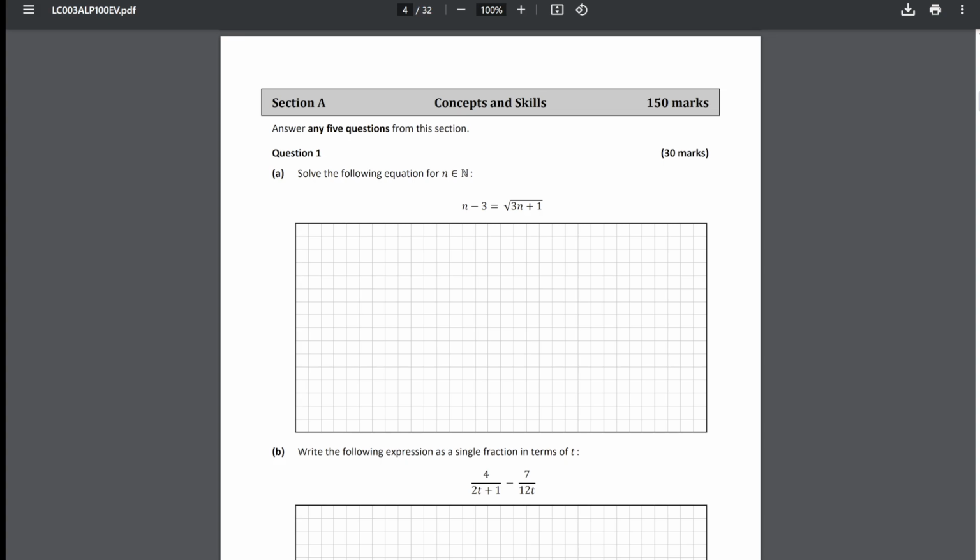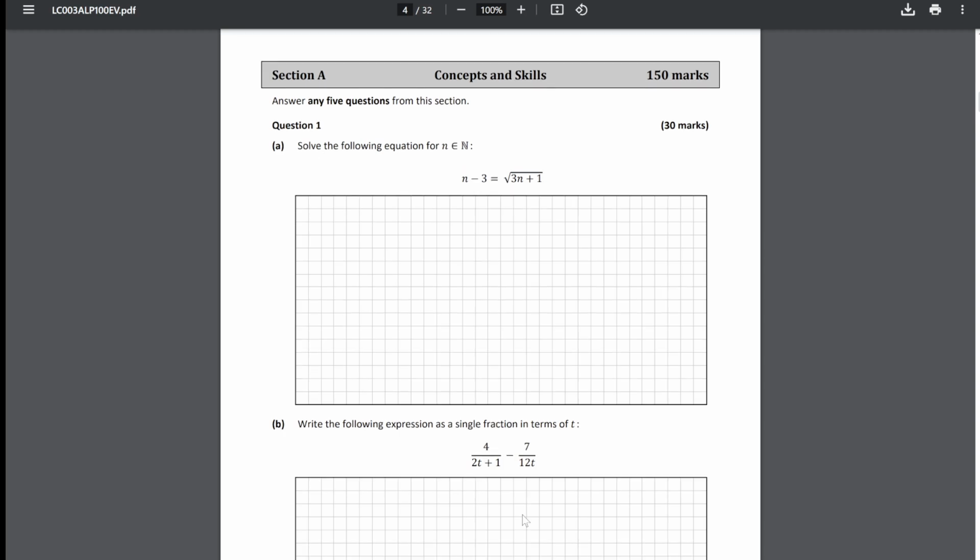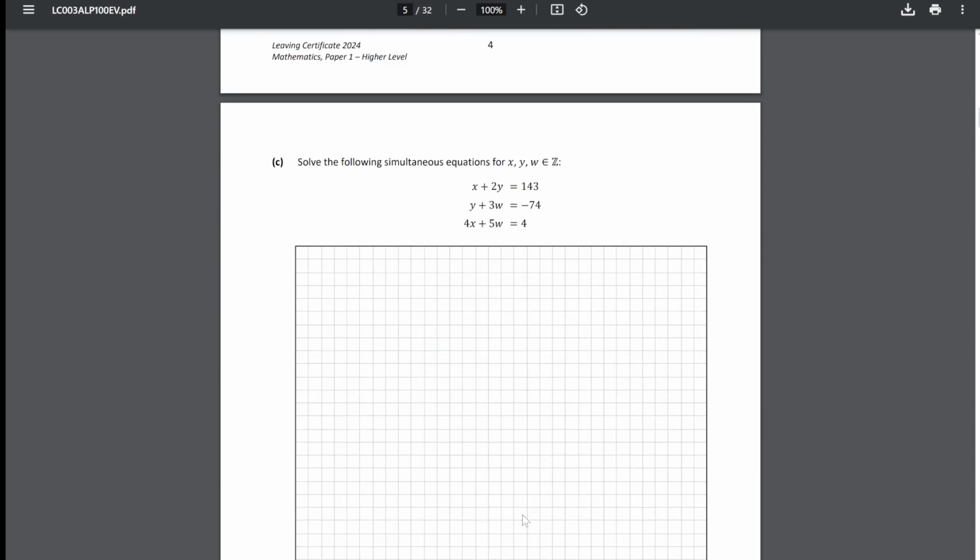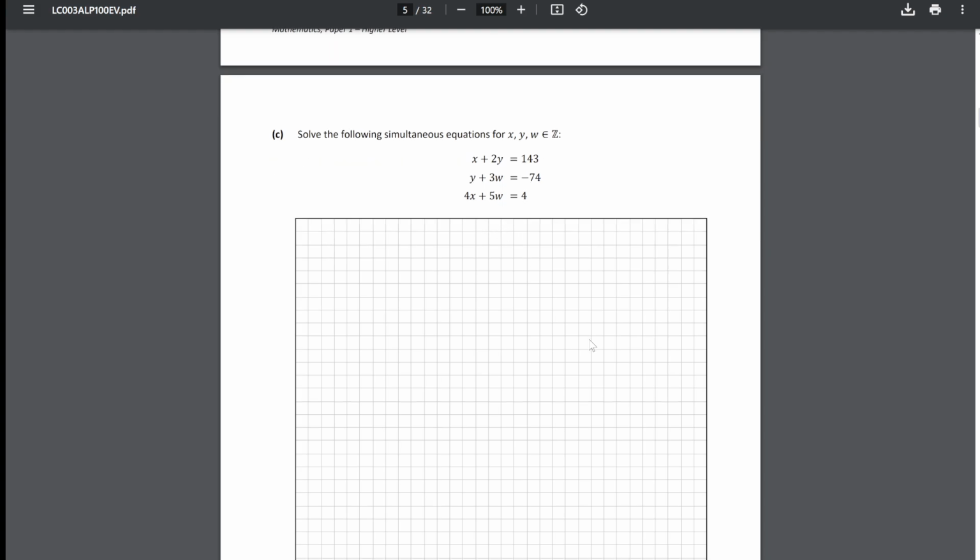First question, definitely very standard algebra here, solving for n and writing an expression in terms of t, that's fine. And then some solving of simultaneous equations, which at first seemed difficult. You might have tried adding the equations together to actually get three, but if you did twice the second equation and then took that away from the first equation, you'd be left with x and w, so you can form an x and w simultaneous with the third equation.